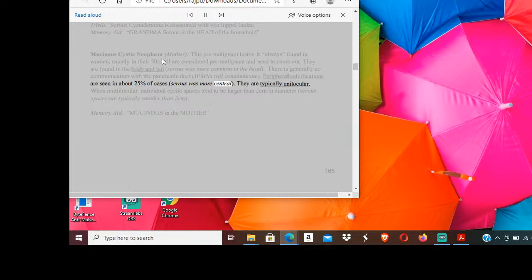Serous was more central. Mucinous are typically unilocular. When multilocular, individual cystic spaces tend to be larger than 2 cm in diameter. Serous spaces are typically smaller than 2 cm. Memory aid: mucinous is the mother.